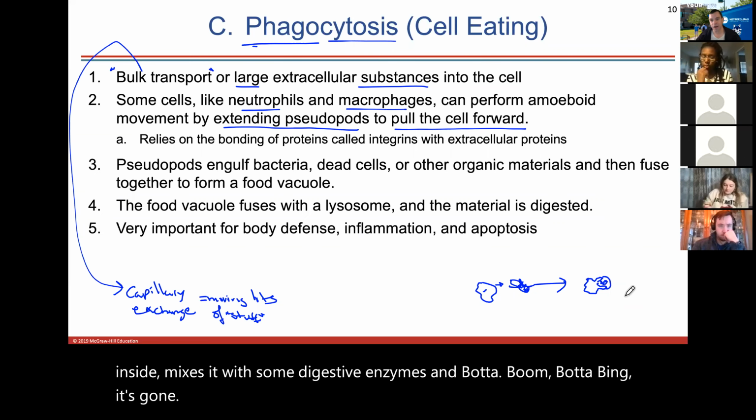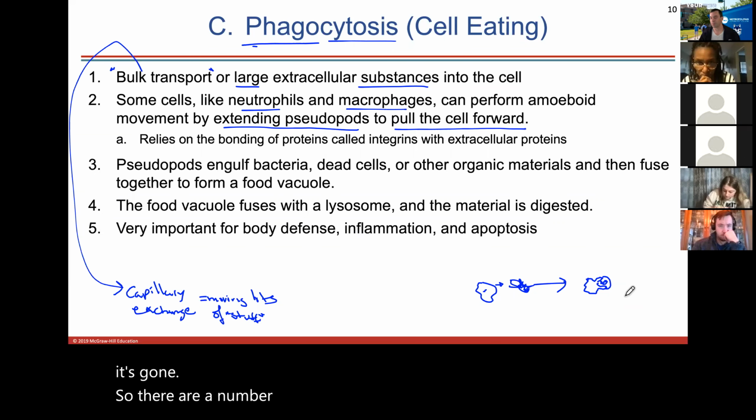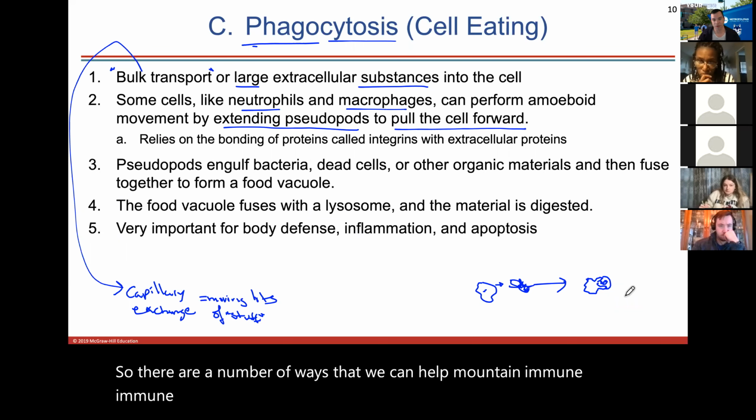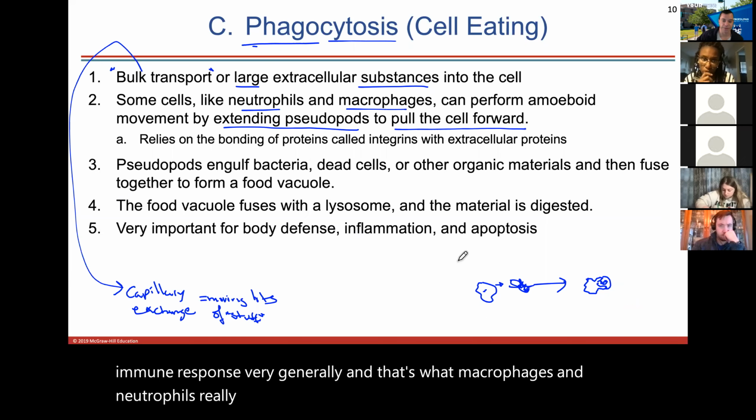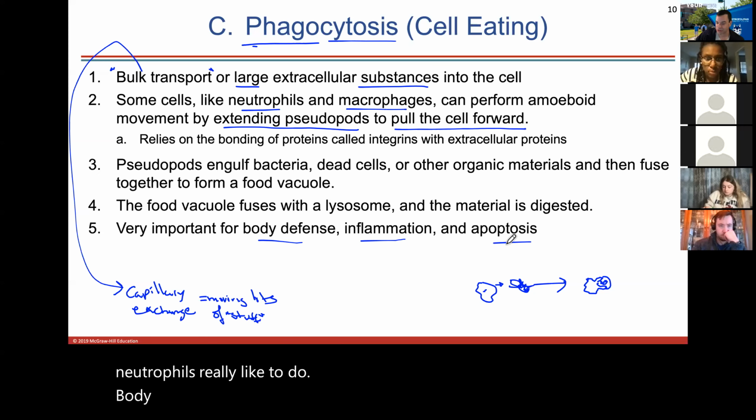So there are a number of ways that we can help mount an immune response very generally, and that's what macrophages and neutrophils really like to do. Body defense, inflammation, apoptosis. What's apoptosis? Anybody know?